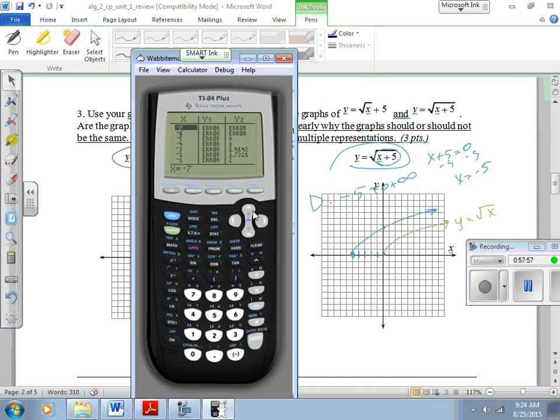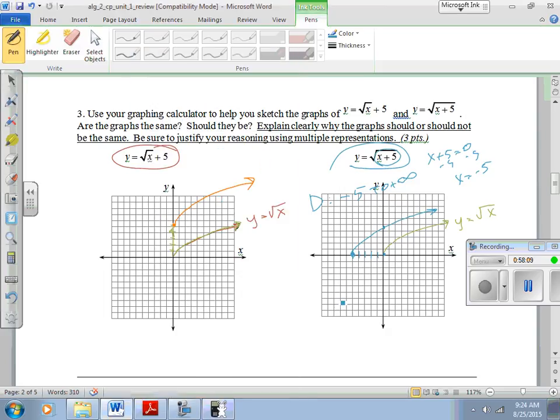Okay. Now the range. What's the range? From 0 to positive infinity for this one. So the range here is from 0 to positive infinity.